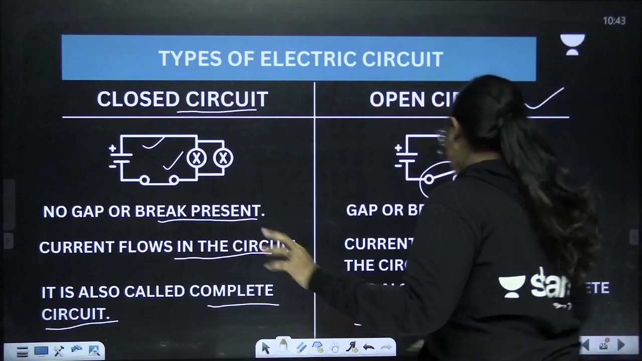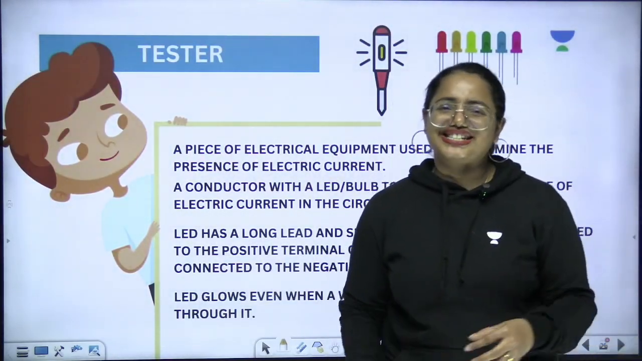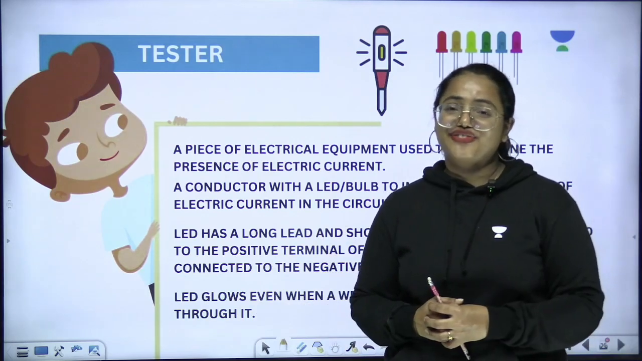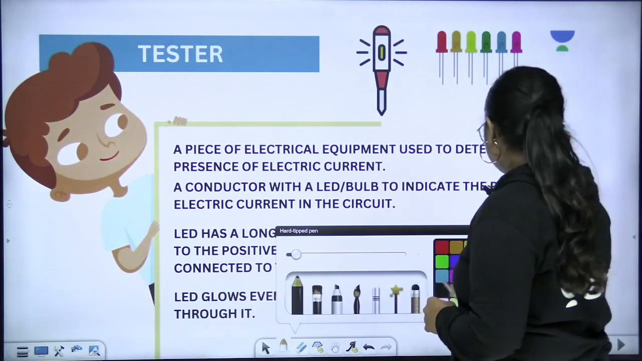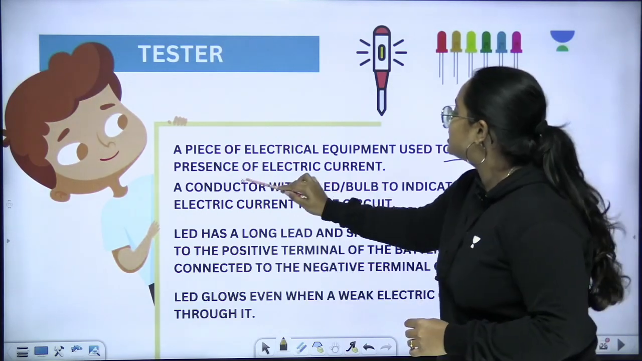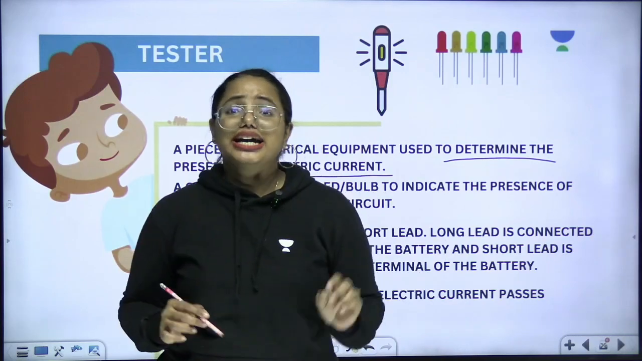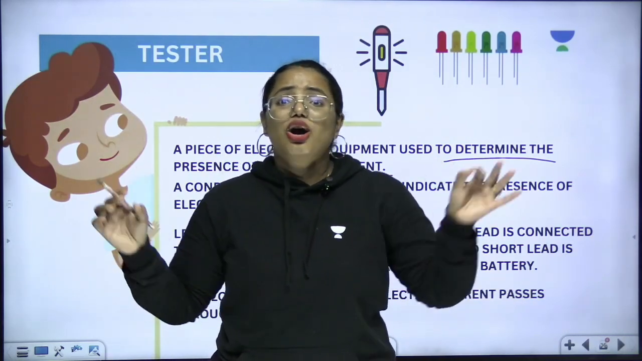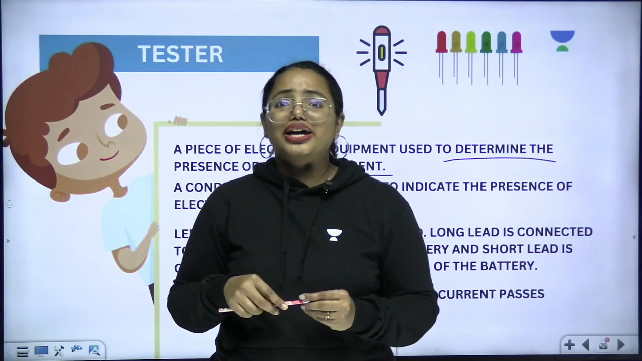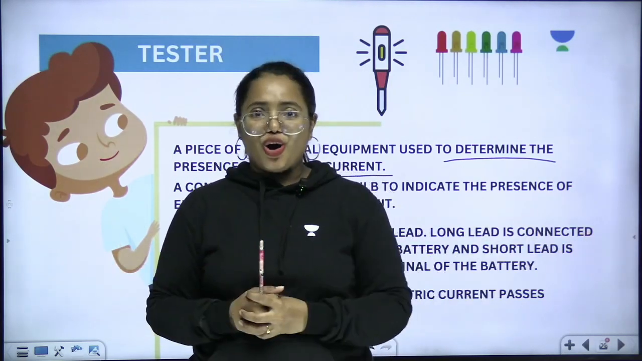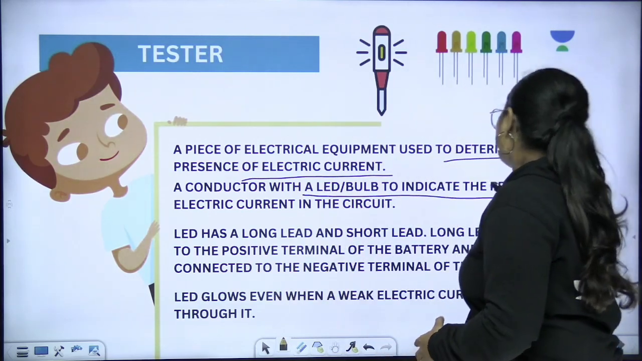Clear? And now we are going to learn about the tester. You might have learned about this tester, or at least seen the tester in your life, right? What is it exactly? A piece of electrical equipment to determine the presence of electric current. You might have seen electricians use this particular instrument or device to check or determine the presence of electric current. They simply touch and find out whether the current is flowing or not, right? But how? A conductor with an LED bulb.